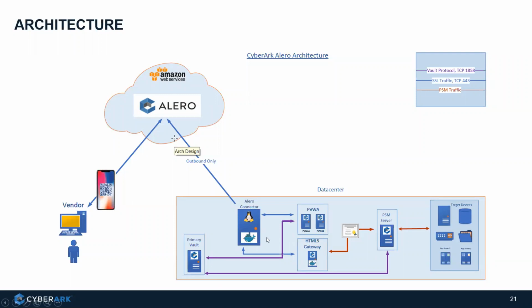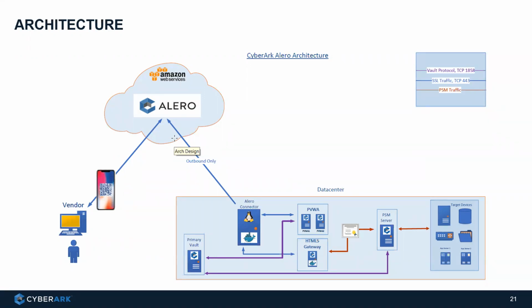Usually during POCs, to optimize the number of servers used, we install both the Alero connector and the HTML5 gateway on the same Ubuntu machine. It's incredibly easy to install, believe me. We will do the first POCs together with you, and then I can do it on my own. We now have a couple of POCs running at the same time.